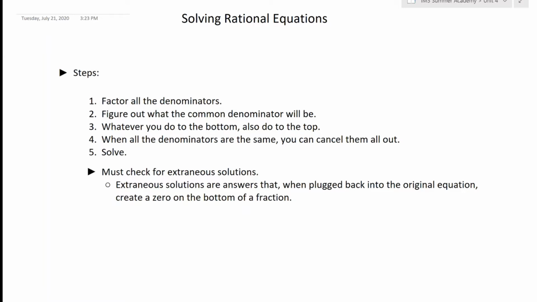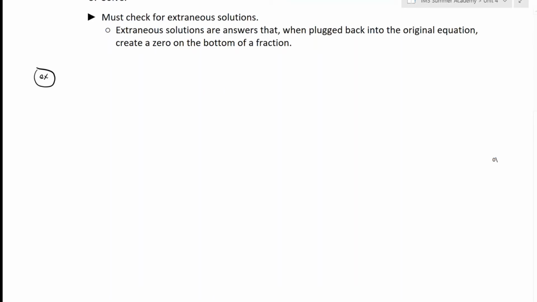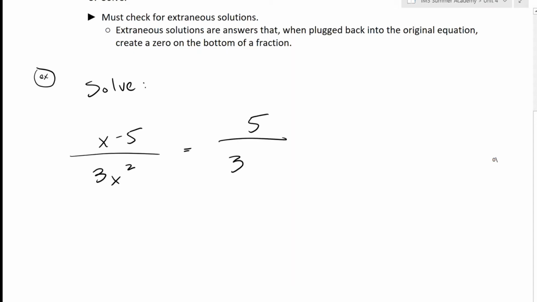So let's take a look at our first example here. They're going to ask us to solve, and that means get x by itself. x minus 5 over 3x squared equals 5 over 3x squared minus 1 over 3x. So I can't really factor the bottoms of these, but I can see what they're broken down into, what they're made up of.